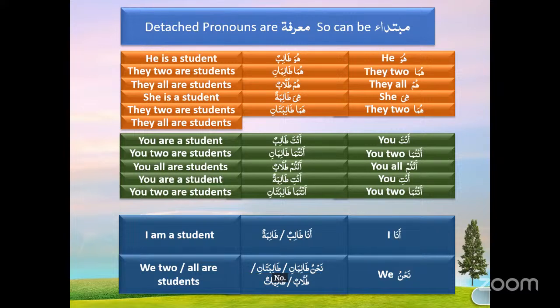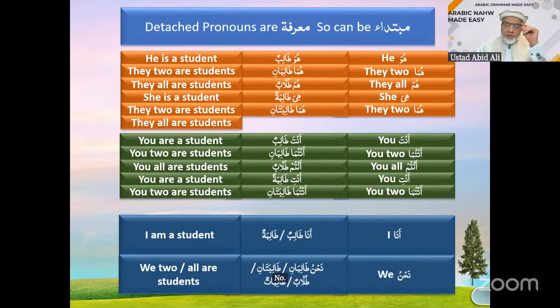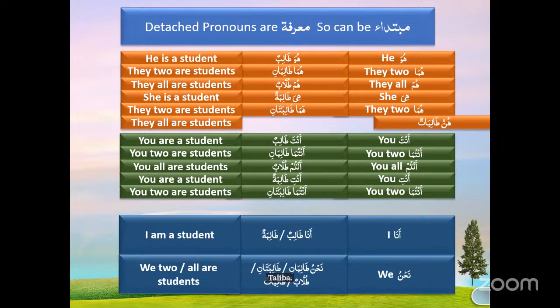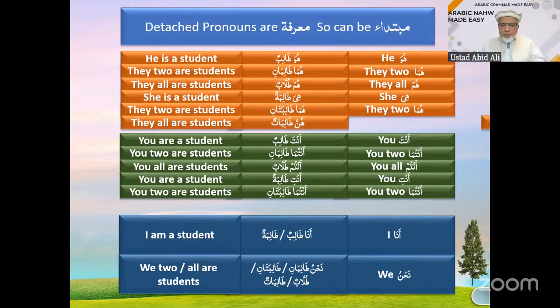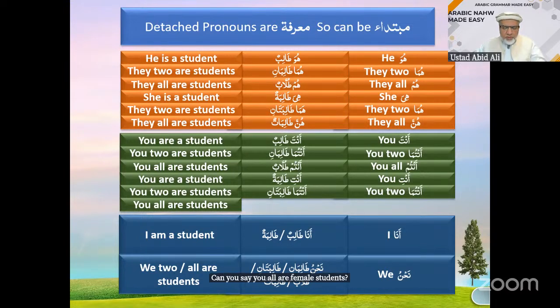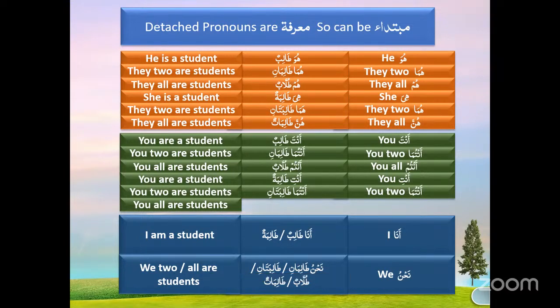Hunna Talibatun. The female students, the plural will be Talibatun. Hunna Talibatun, right? They all are female students. Okay, now this one: you all are female students. Brother Falak, can you say "you all are female students"?